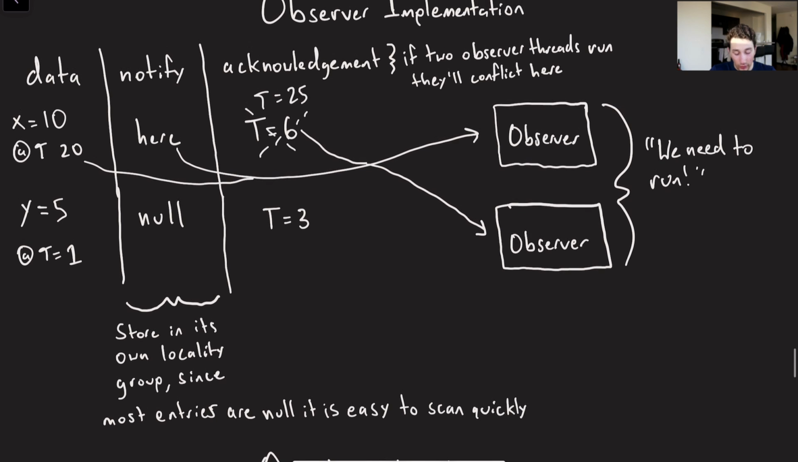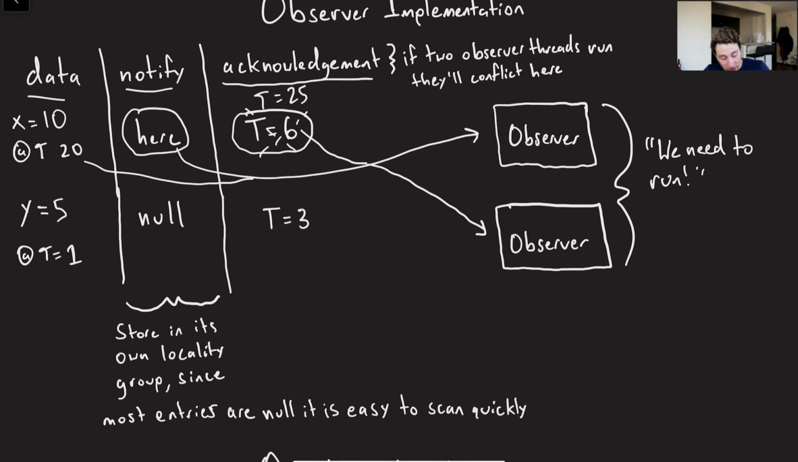Pretty simple. We add 2 extra metadata columns to our data column over here, one called notify and one called acknowledgement. So basically, whenever new data is written, we put an indication in the notify column. Whenever an observer finishes running for a given data value, we'll actually put the timestamp that it finishes running in the acknowledgement column. This is basically going to ensure us a couple of things.